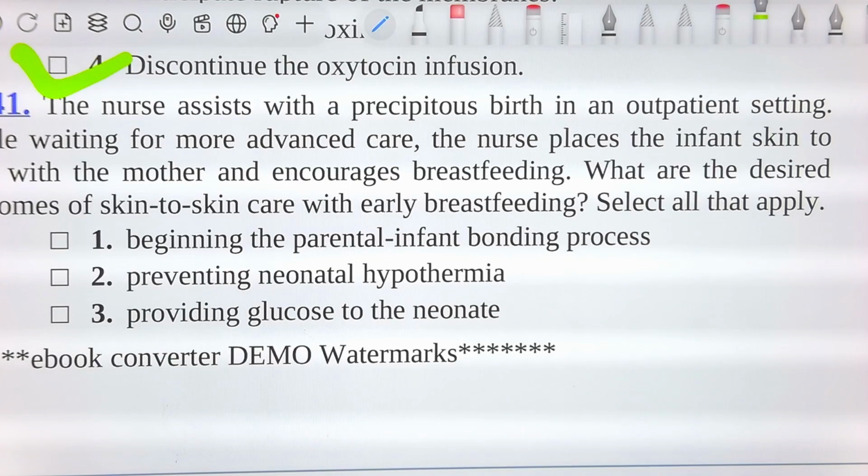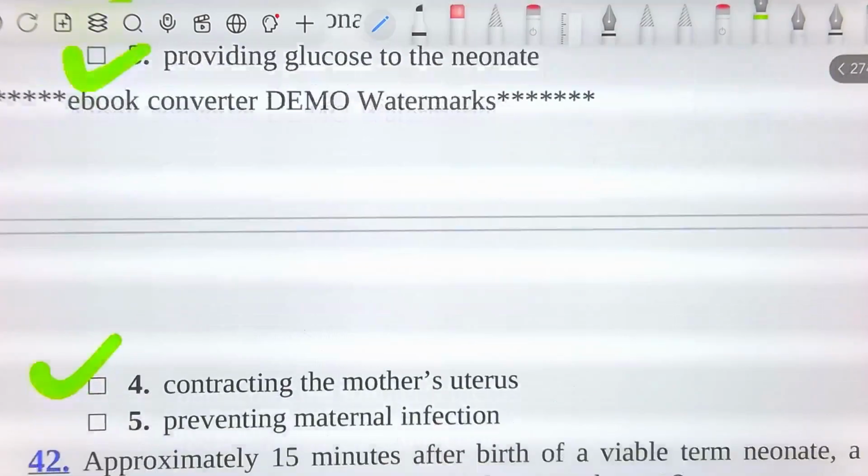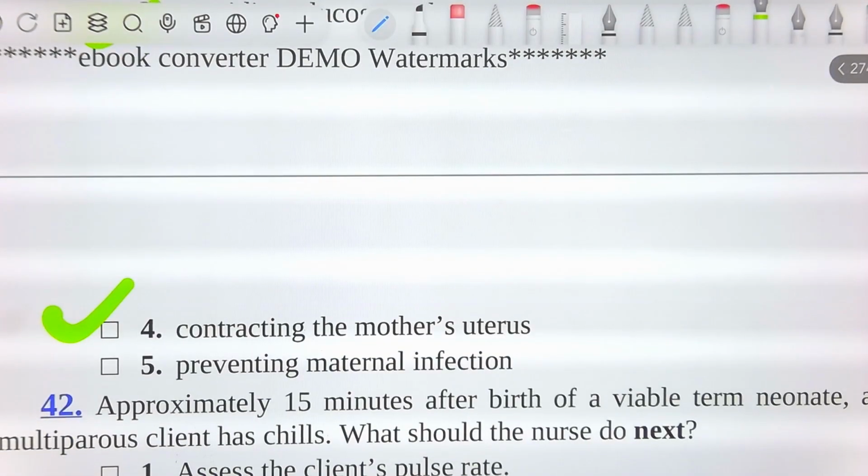So what will be the right one? Answer numbers 1, 2, 3, and 4: beginning the parental infant bonding process, preventing neonatal hypothermia, providing glucose to the neonate, contracting the mother's uterus.